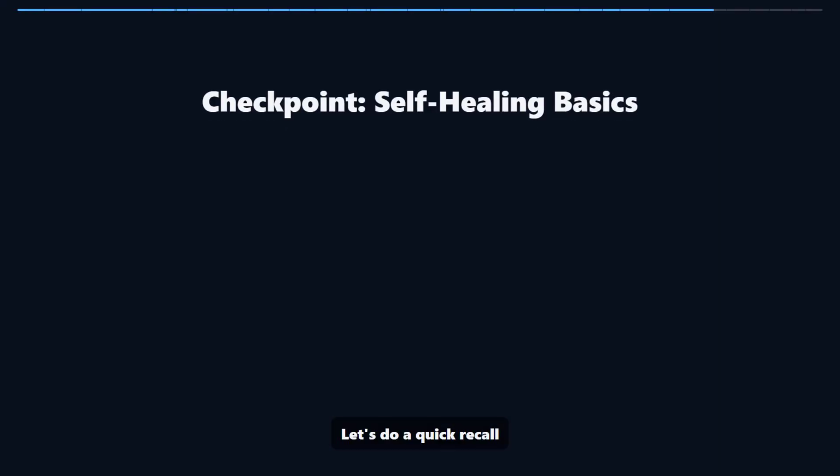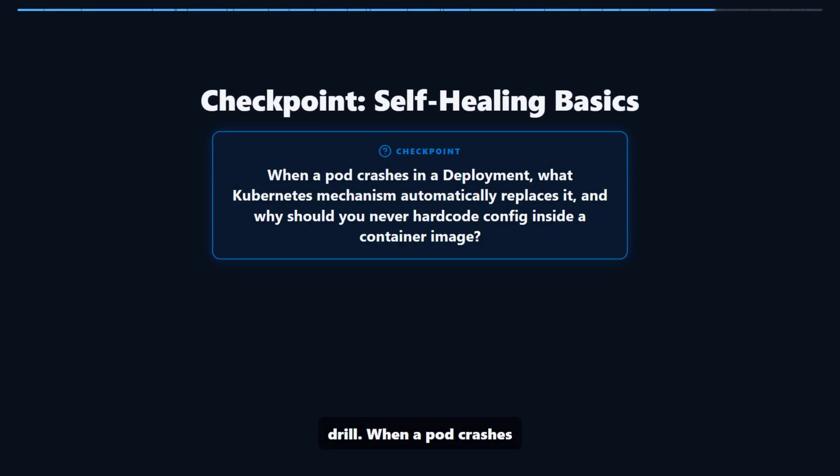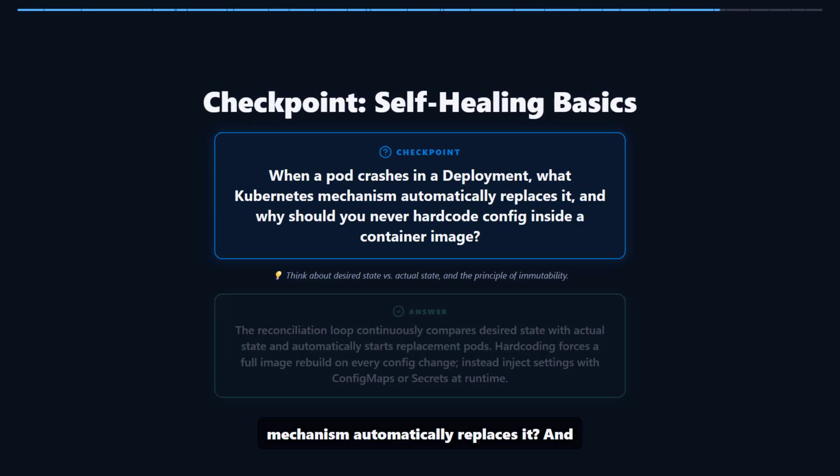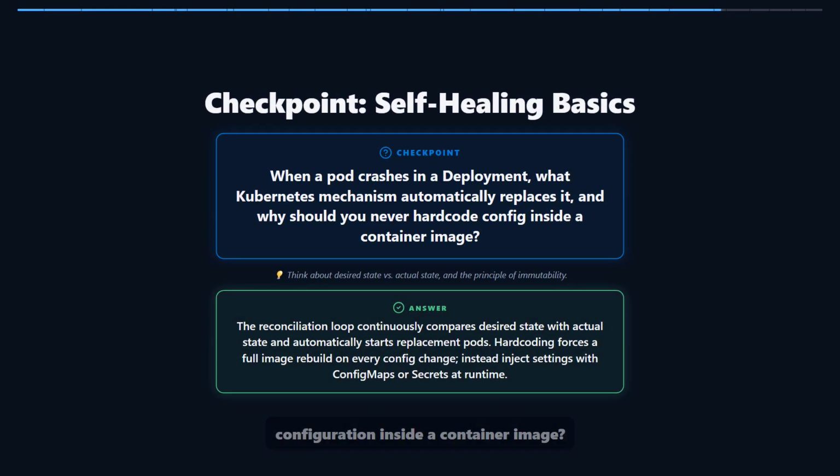Let's do a quick recall drill. When a pod crashes in a deployment, what Kubernetes mechanism automatically replaces it? And why must you avoid hard-coding configuration inside a container image? Pause, then I'll reveal the answer.